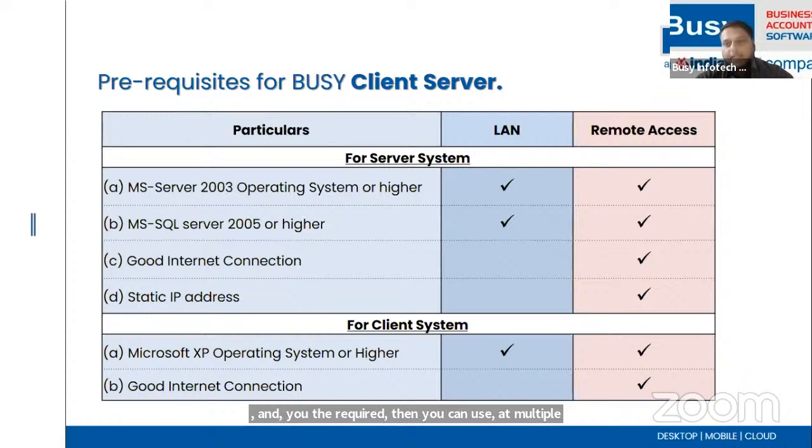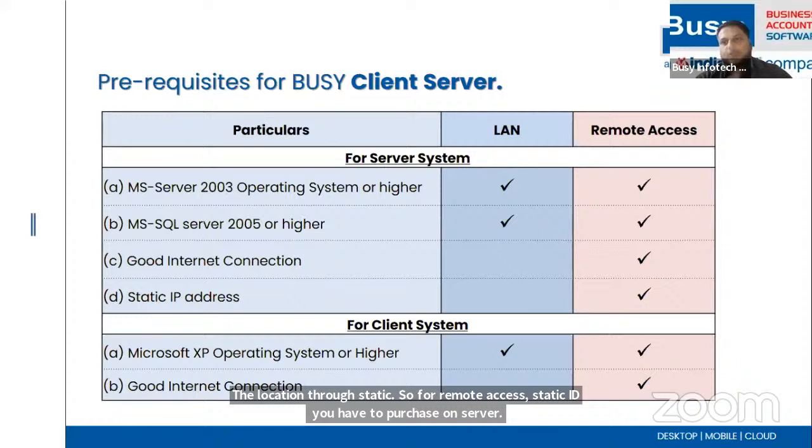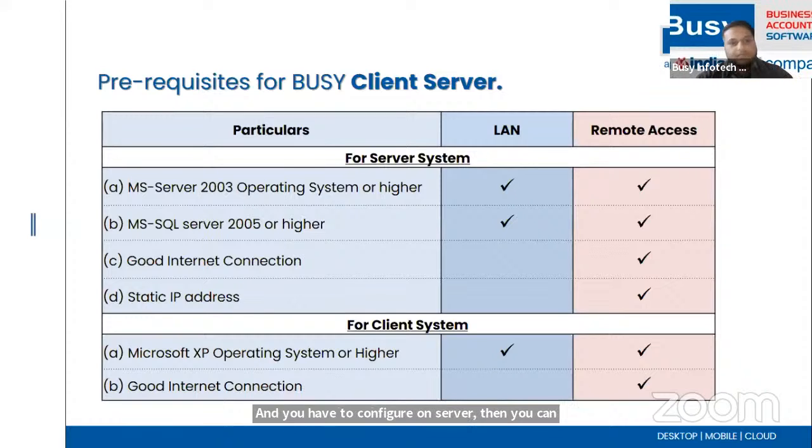And in case of remote access, meaning multiple locations, a static IP is also required, because you have to connect the locations through static IP. So for remote access, you have to purchase a static IP for the server and configure it on the server. Then you can connect multiple locations. For client systems, you can install any operating system, and good internet is required. So these are the requirements for server and client systems.